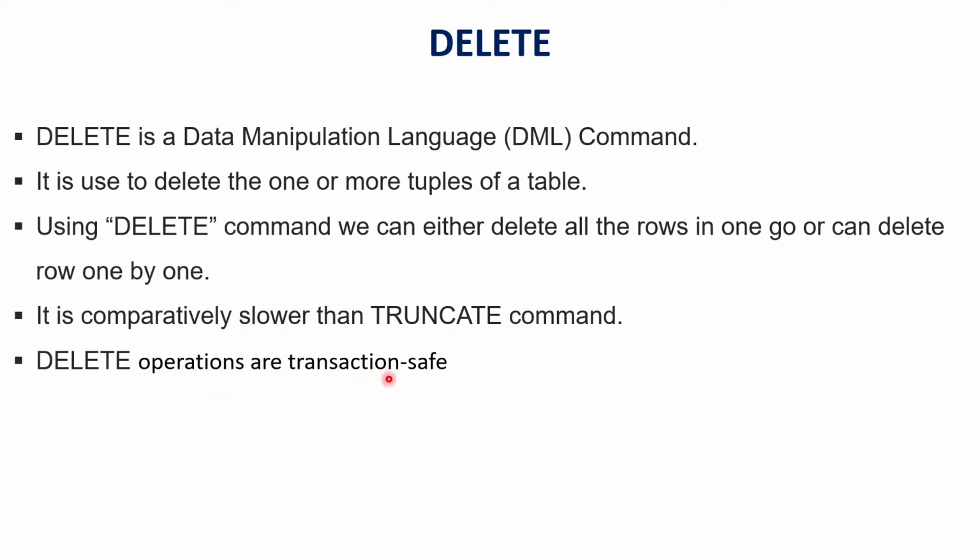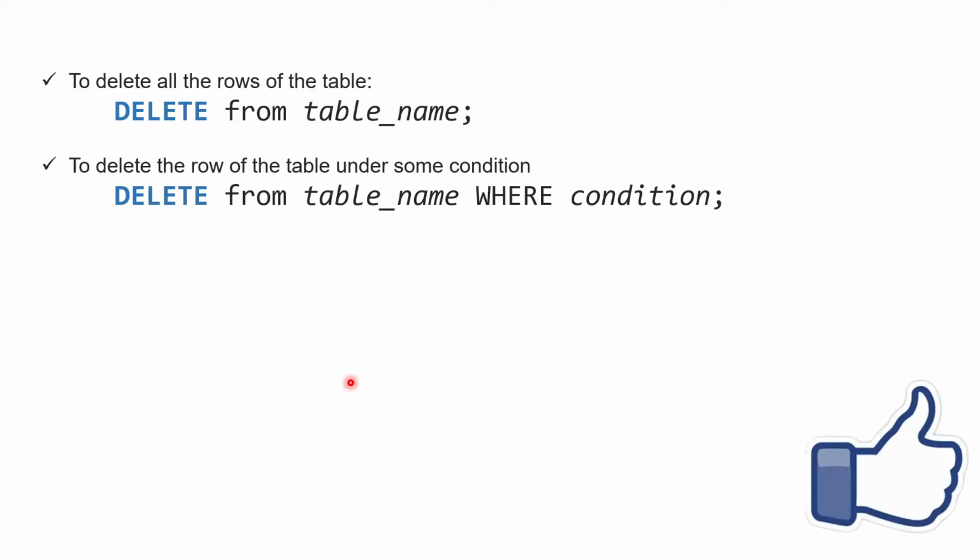So if you want to delete all the rows in one go, then you will write delete from and then the name of the table. And if you want to delete rows based on some condition, we can specify the condition with the delete command. Then it will delete only those rows which satisfy the condition.